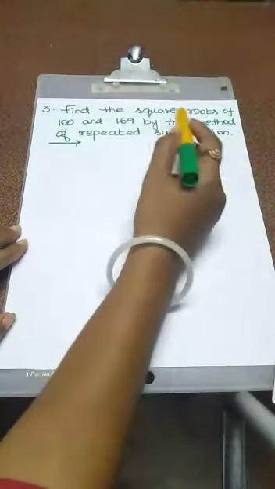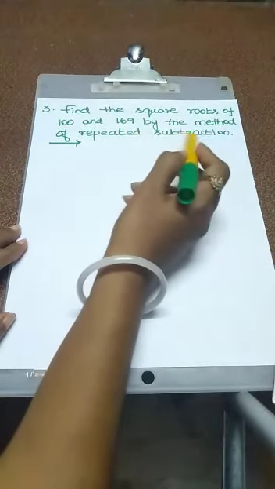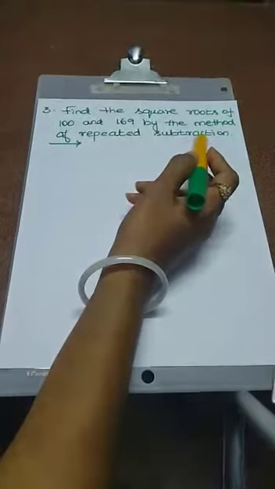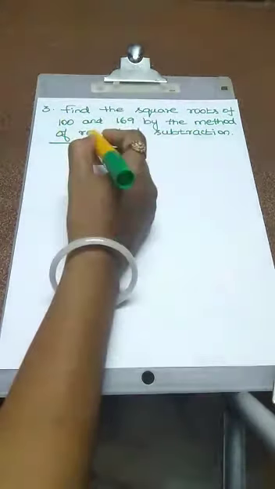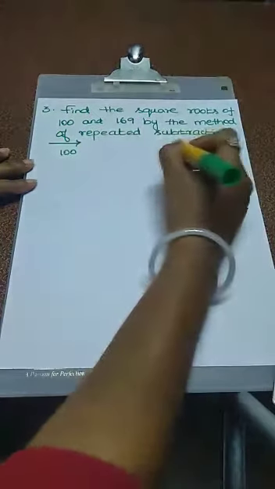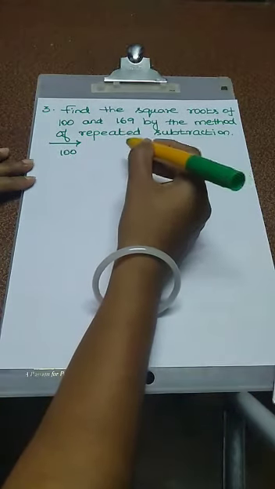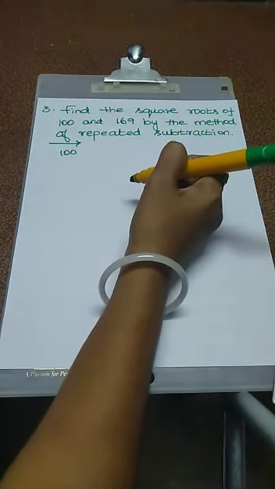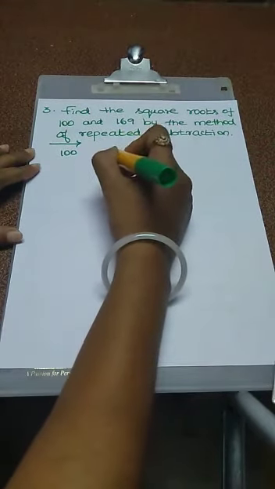Next problem. Find the square roots of 100 and 169 by the method of repeated subtraction. This is a very simple method. We are using repeated subtraction only. What is our given question? 100. First select the number 100. From 100 we subtract successive odd numbers starting from 1 and obtain 0 at which step? That is our question. Okay.